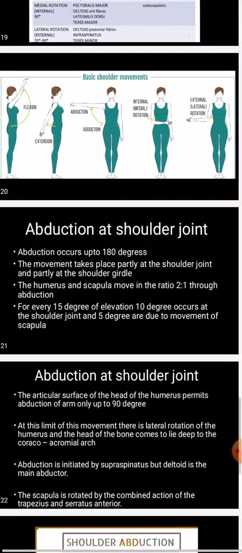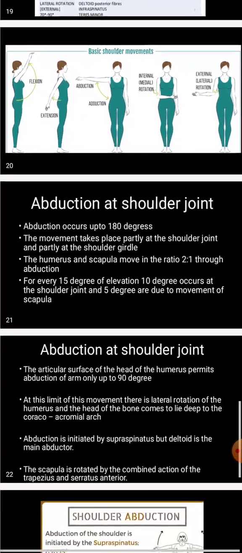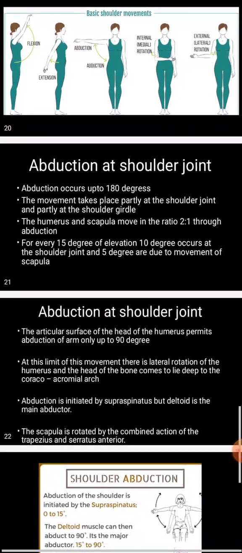Now coming to the very important topic, that is the abduction of the shoulder joint. I have told you this is very important and it is a frequently asked short note question also. Now the abduction occurs up to 180 degrees. The movement takes place partially at the shoulder joint and partially at the shoulder girdle. The humerus and the scapula move in a 2:1 ratio during abduction. That is how we are going to explain it. In 15 degrees of elevation of the shoulder, 10 degrees occur at the shoulder joint and 5 degrees are due to the movements of the scapula here.